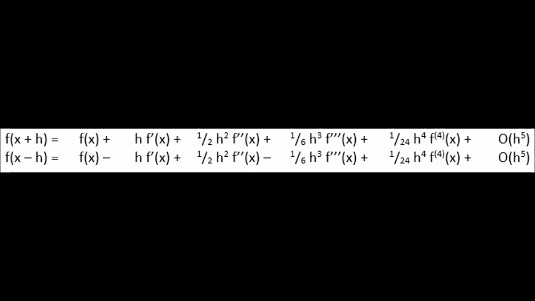Here is a quick recap of the Taylor series centered about x. Notice that for x minus h, every odd term is negative. Otherwise, it is identical to the expansion for x plus h. If you are not familiar with big O notation, check out the first part of this lesson for a brief explanation.